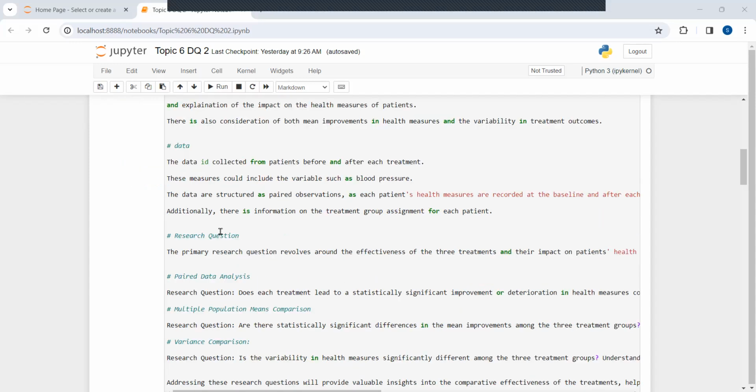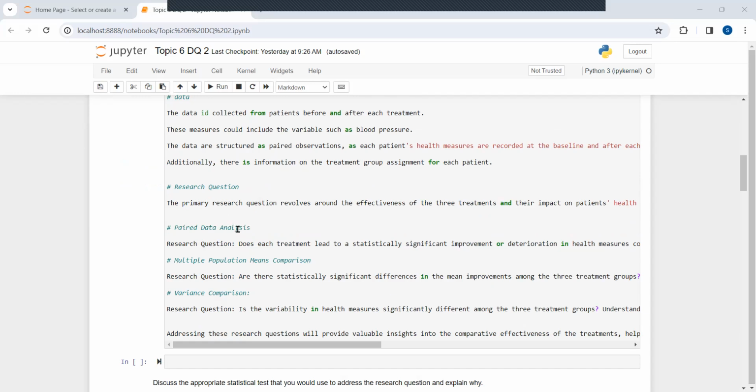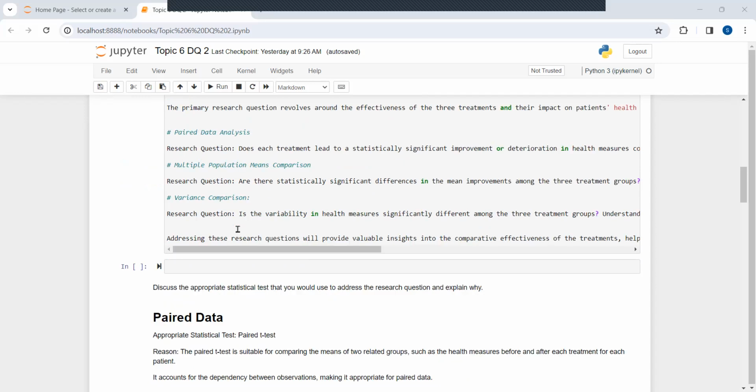The data will be collected from patients before and after treatment. The primary research question in this case could be about the effectiveness of the 3 treatments and their impact on patients' health. For paired data analysis, the research question is, does each treatment lead to statistically significant improvement or deterioration in health measures compared to the baseline?